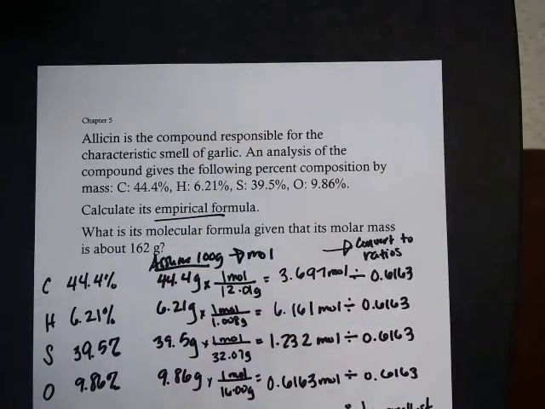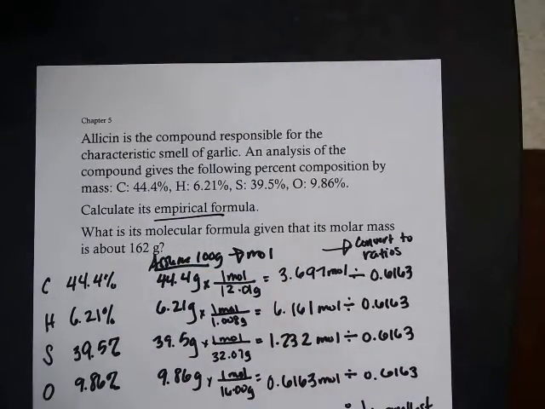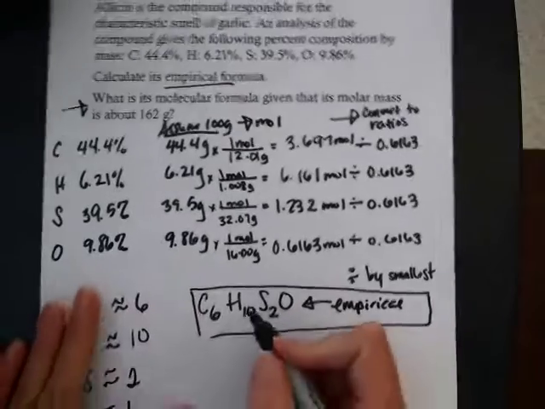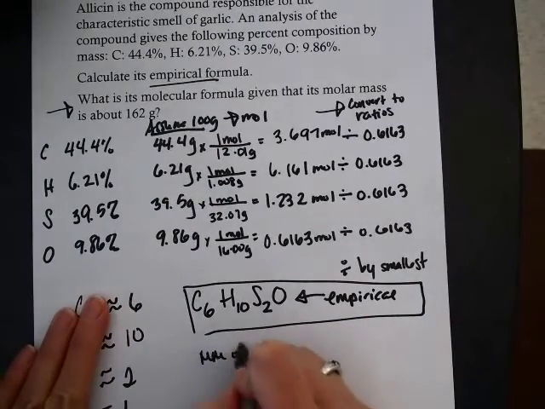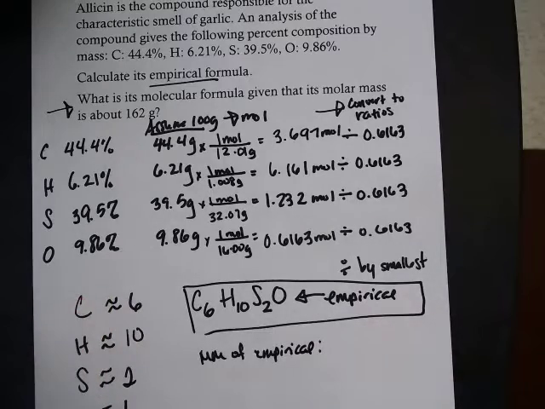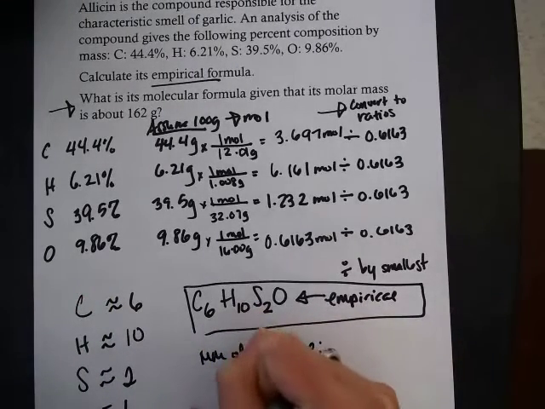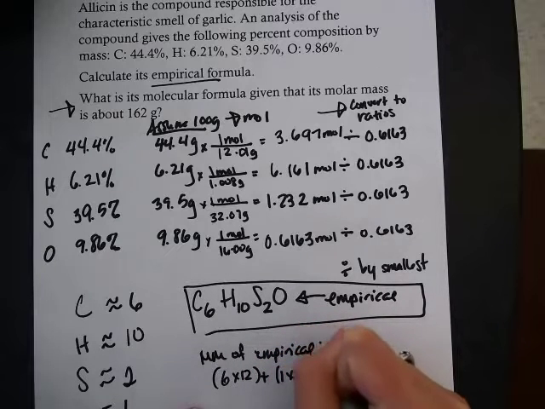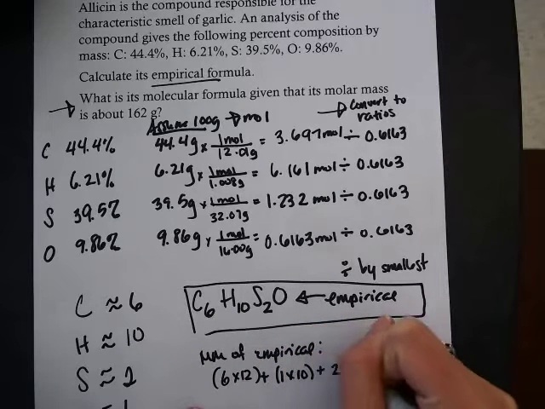Now, the second part of the question asks me to figure out the molecular formula. In order to do that, I need the molar mass, which they gave me. So the empirical formula is the ratios. Now it could be like times 2 or times 3 or something like that, what the actual formula is. And what I can do is compare the molar mass of my empirical formula to the molar mass of the whole compound. So I'm going to figure out the molar mass of my empirical formula.